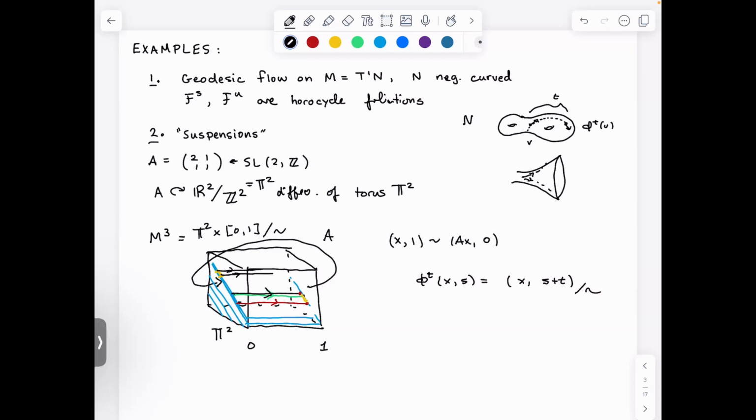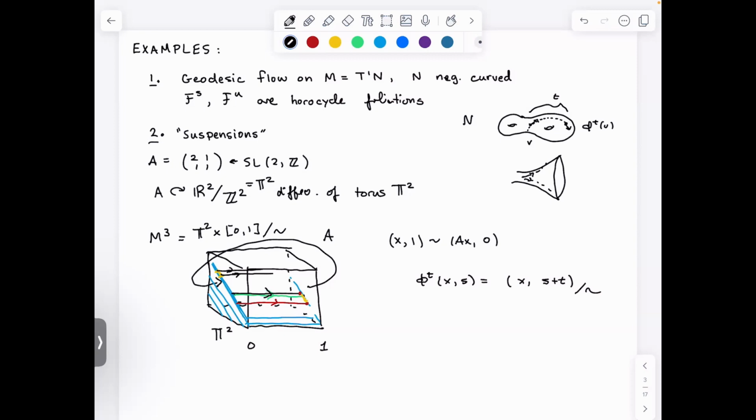Okay, and of course, transverse to this is the other eigendirection, and then you get the whole structure that I will show you in this picture. And of course, there was nothing special about 2, 1, 1, 1, right? Anything in SL(2,Z) would have worked, and if you think of higher dimensional examples, this is a nice way to produce a big family of examples.